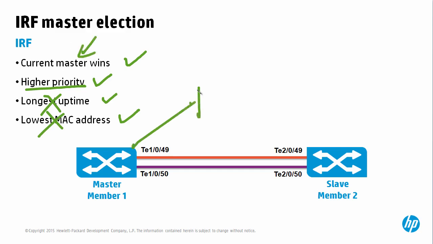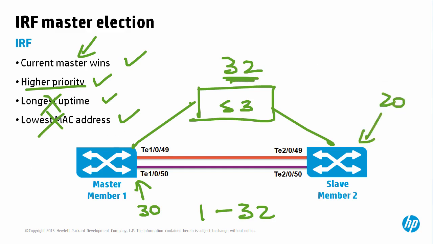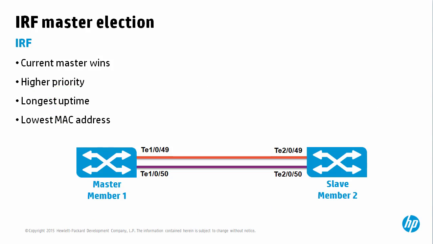So once again, even though you add an additional device to the IRF system that might have a higher priority, the priorities are in the range 1 to 32. So let's say, for example, that you have the priority of this switch set to 30, this switch set to 20, and a new switch joins the IRF system or IRF stack with a higher priority. This switch will remain the master because it's the current master. However, if it was a new IRF system, then this switch would become the master because it has the highest priority.